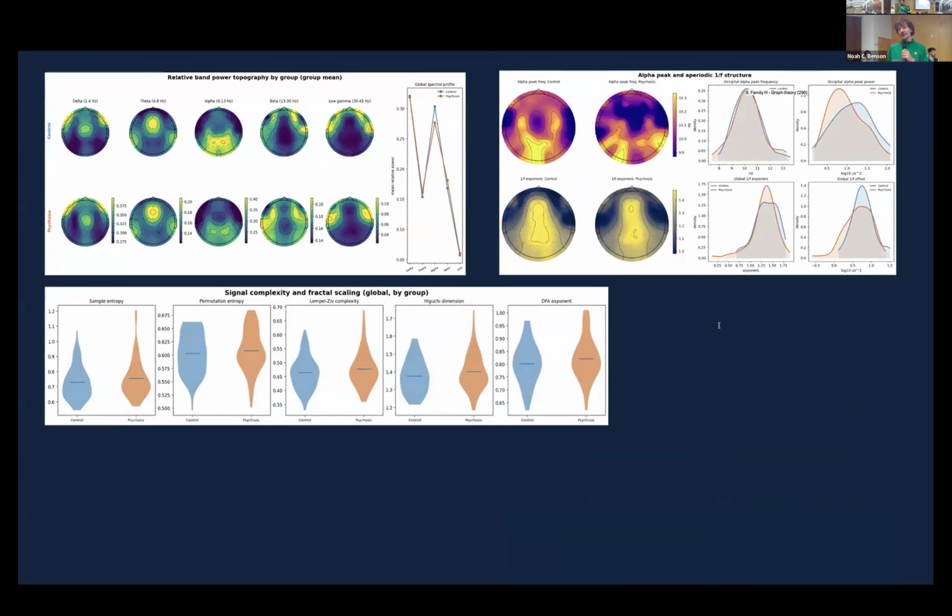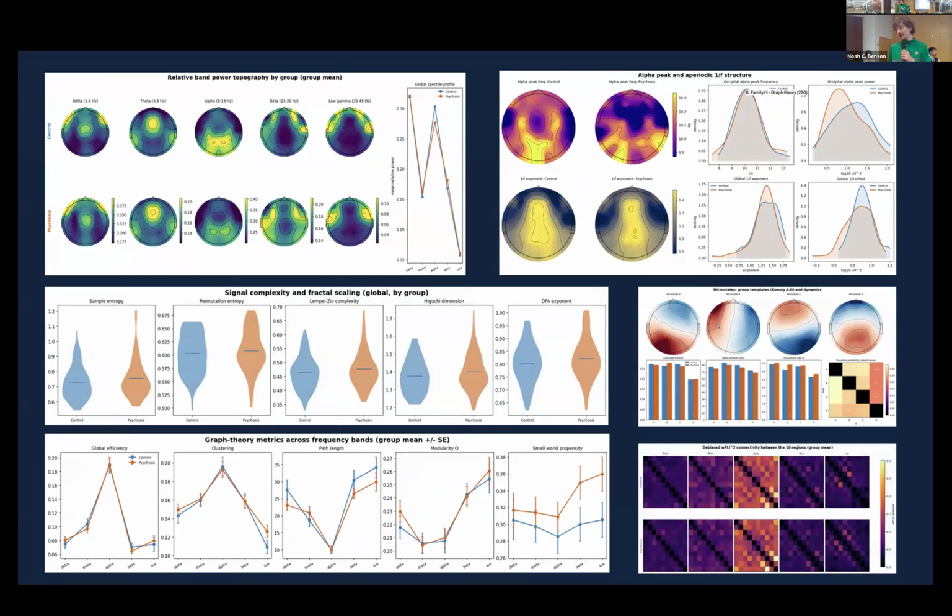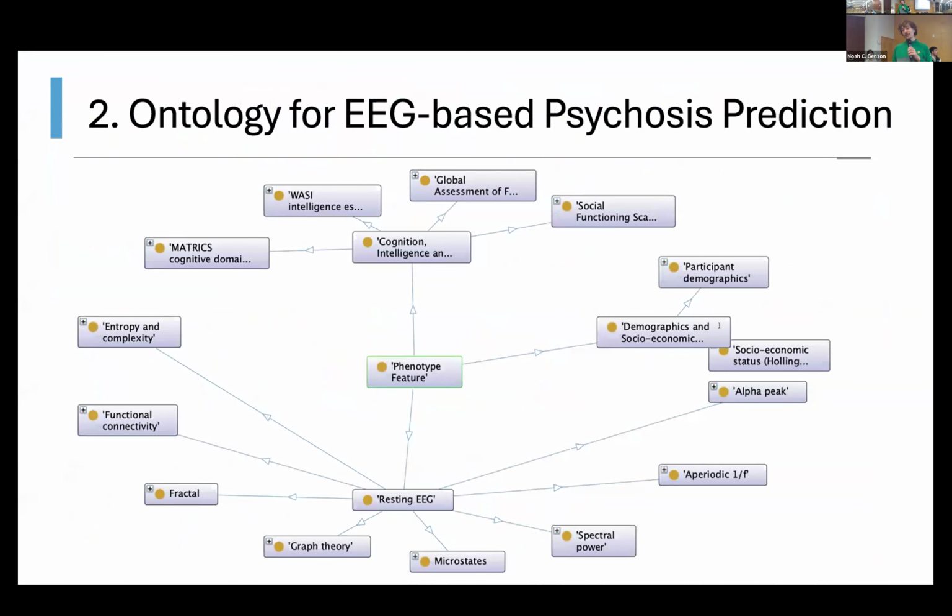And we extracted over 800 variables from the EEG data, ranging from spectral power to alpha peak, entropy, self-similarity. We even had some variables inspired by graph theory and, of course, microstates. And here are graphs that we generated comparing the two diagnostic groups. We're seeing some differences, but not a ton amongst our variables.